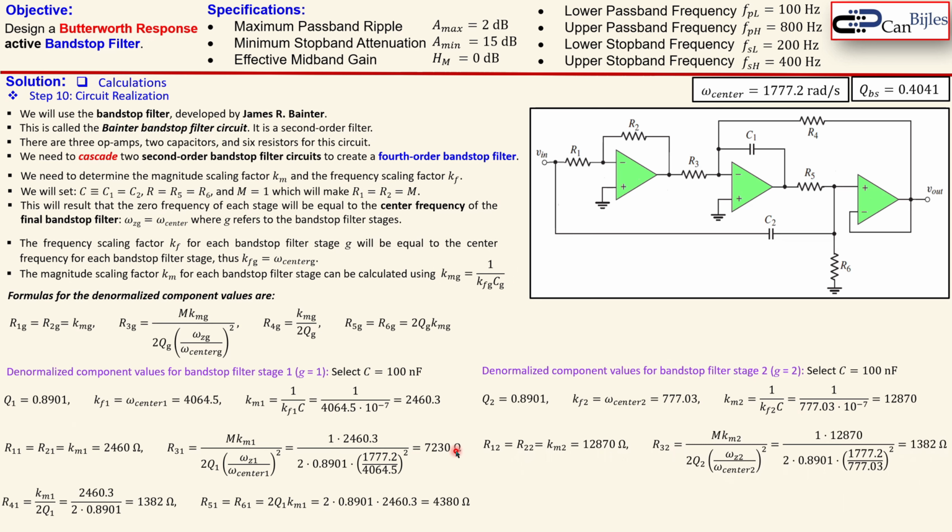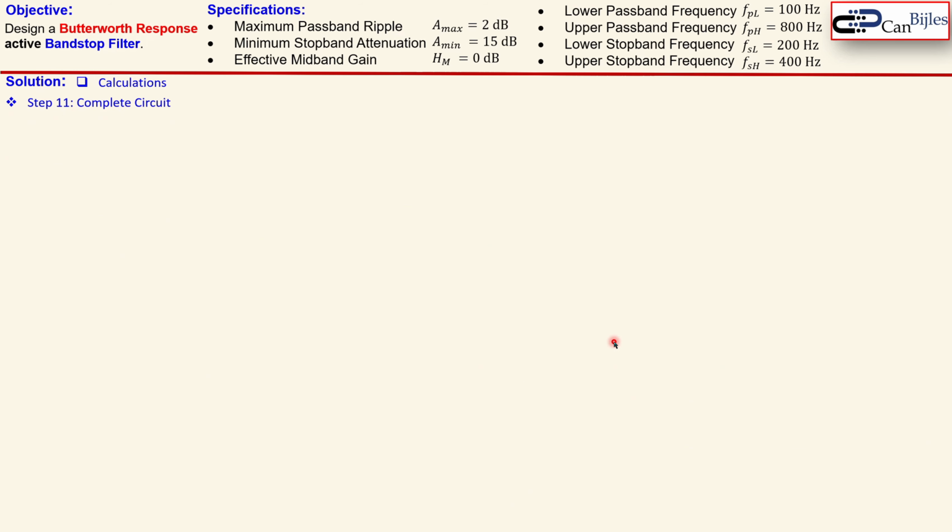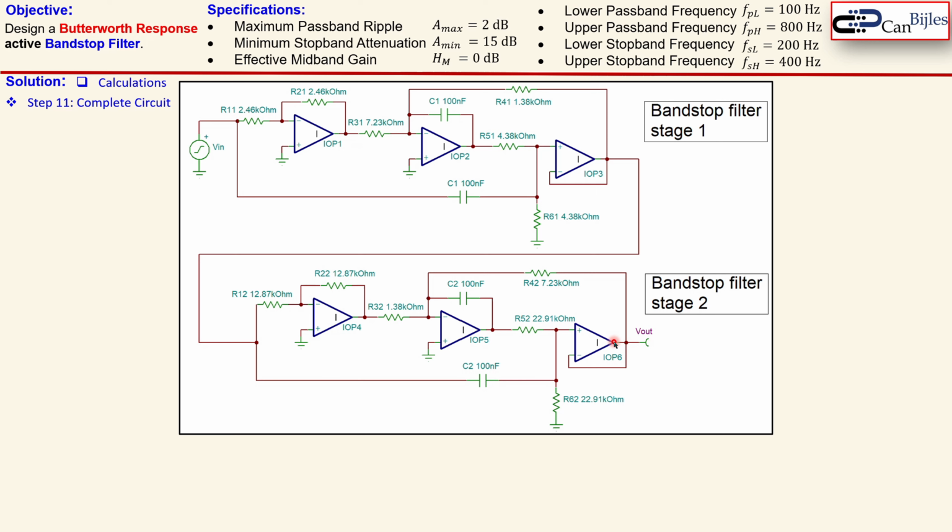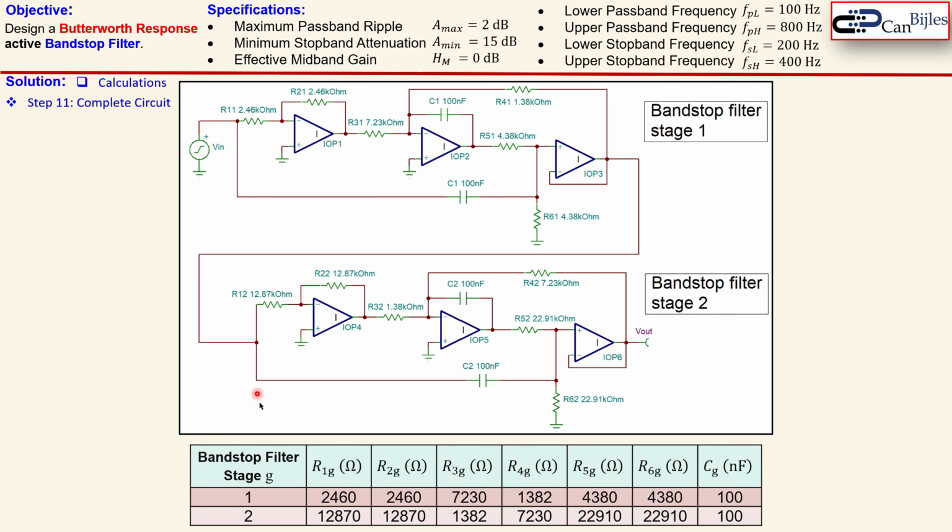We can move on as we did for the first stage, so going to these values for the R1 and R2, and R3 is this, and R4, R5 and R6 are given by these values. So we now have all the component values for the first and the second stage for the bandstop filter circuit. The complete circuit is then given by this circuit in the SPICE simulator. You see here the first stage and then connected to the second stage. And these were the values we just determined for stage 1 and stage 2. You see here the 2460, that's here, 2460 again, that's here, so R1 and R2 for the first stage.